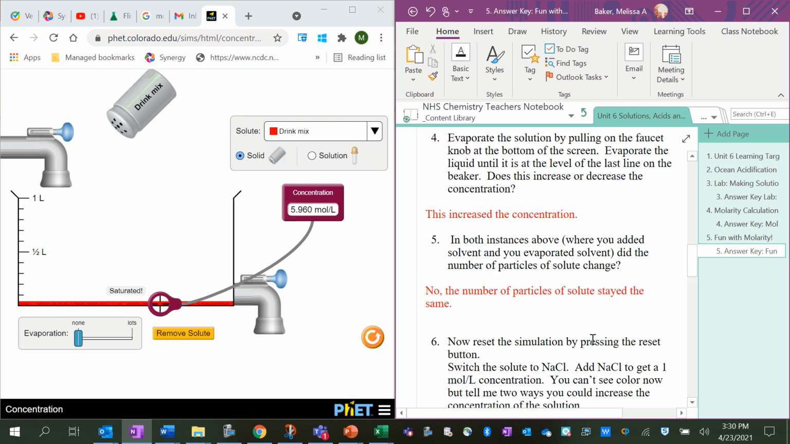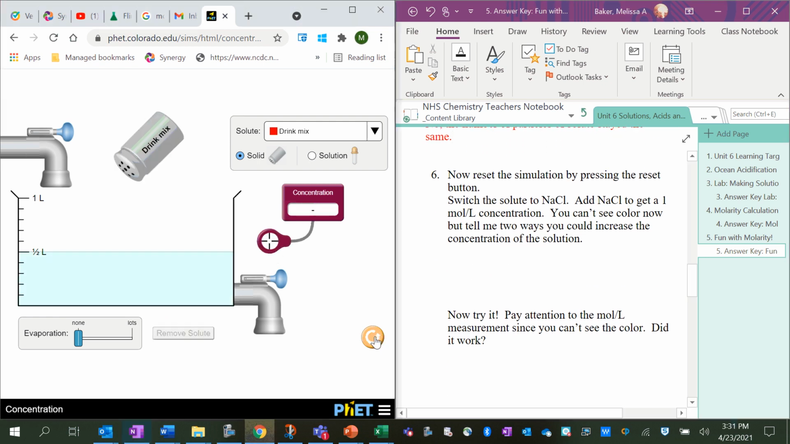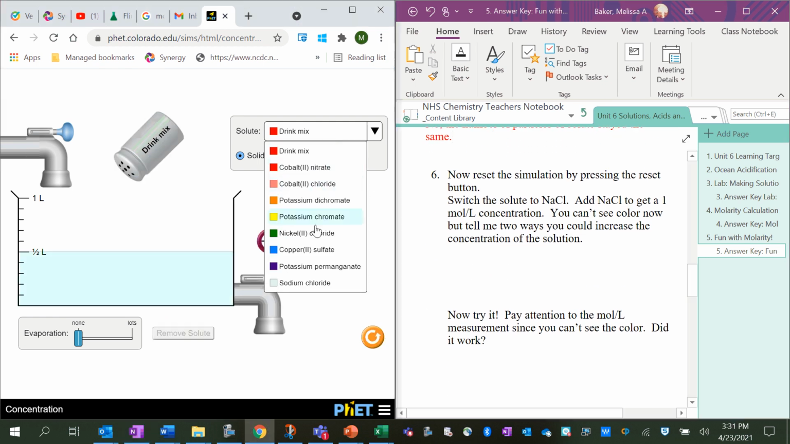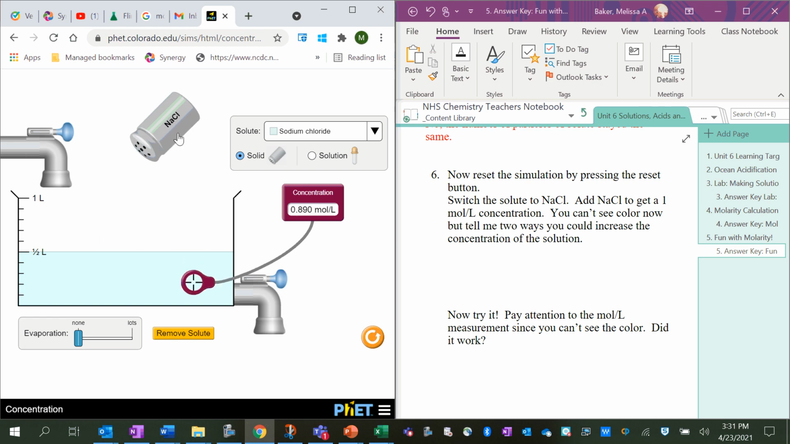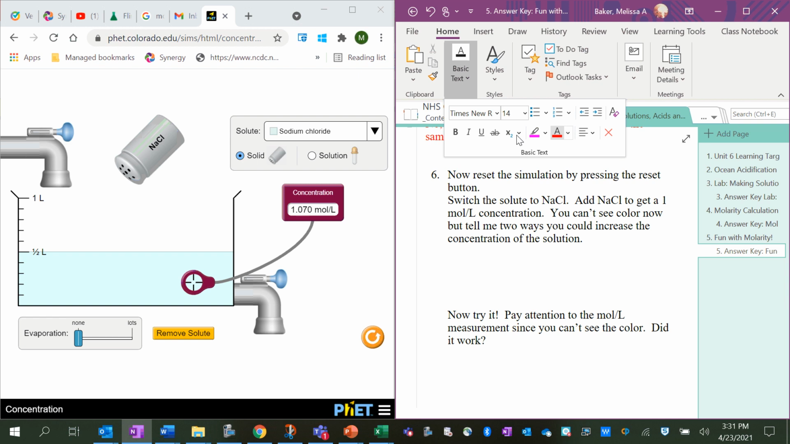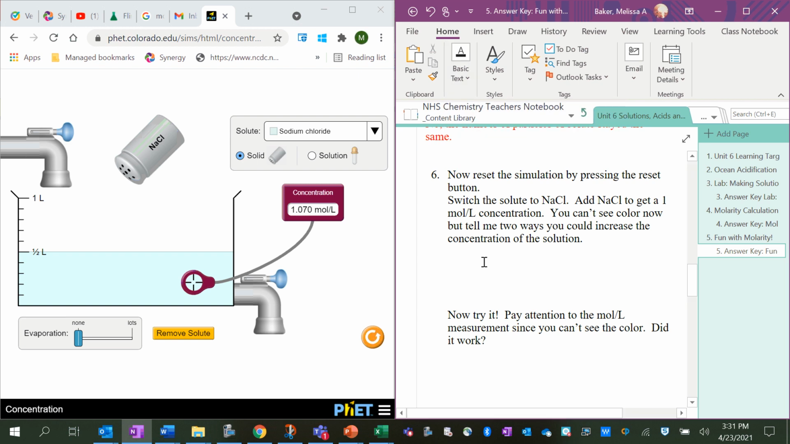I didn't mean to. Now reset the simulation button and switch the solute to sodium chloride. Add NaCl to get a 1 mole per liter concentration. Oops, I guess it'd be helpful. There we go. You can't see color now, but tell me 2 ways you could increase the concentration of the solution. Add more solute or evaporate some solvent.